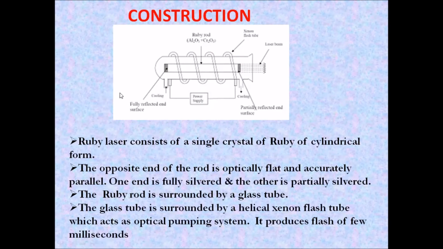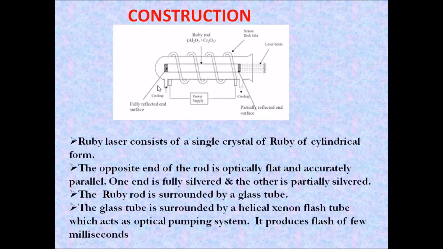If we see the construction, the main part of a ruby laser is a single crystal ruby of cylindrical form. Here it is, and one side of the cylinder is highly polished or highly silvered, and the other side is partly polished or partly silvered, and it is surrounded by a glass tube, which is again surrounded by a xenon flash tube. And this xenon flash tube acts as an optical pumping system, and it can produce flashes of few milliseconds.